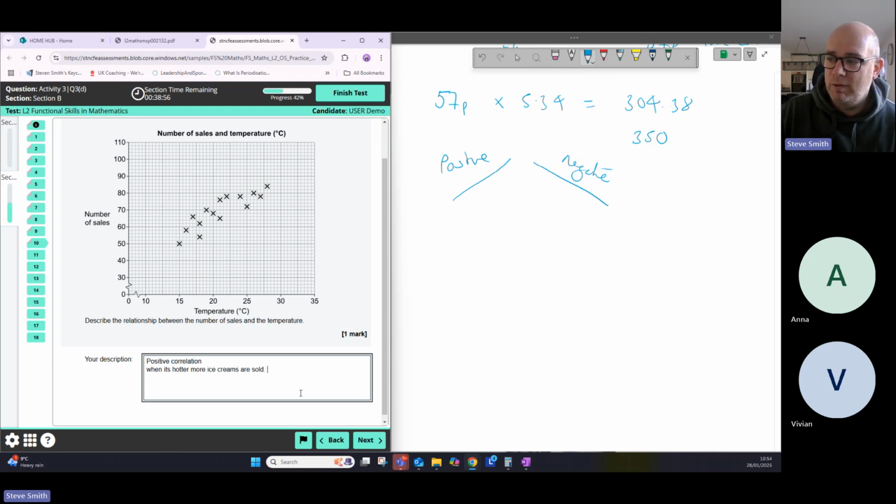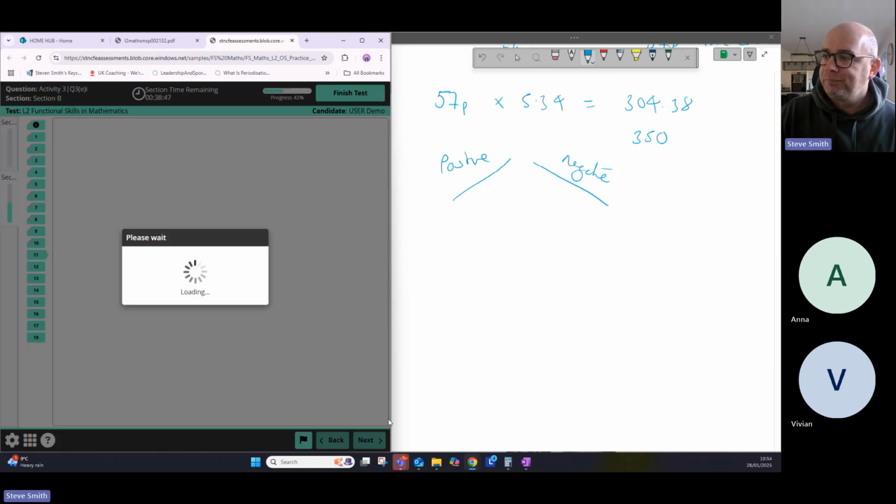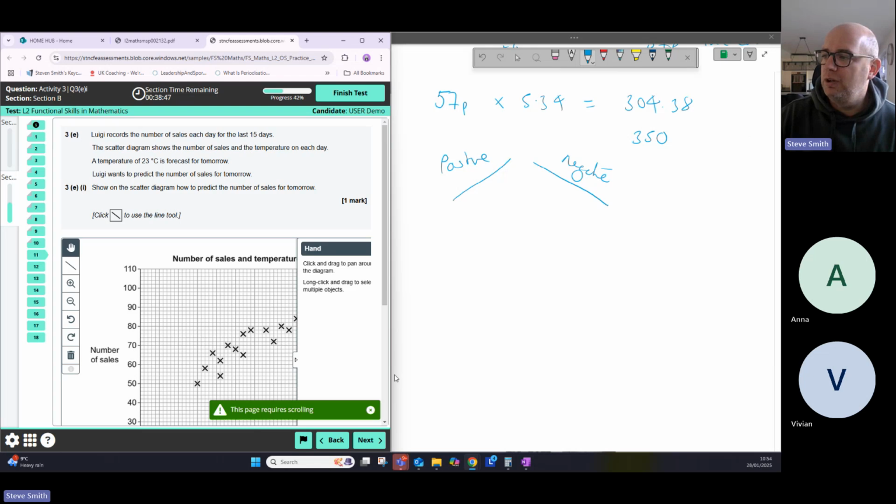You've been asked to describe the relationship. Mathematically, it's a positive correlation. If you're not sure about positive or negative, just say what you see. Is this question a big one? Because we don't, it's only another 1 marker. Okay, so that was 3D.